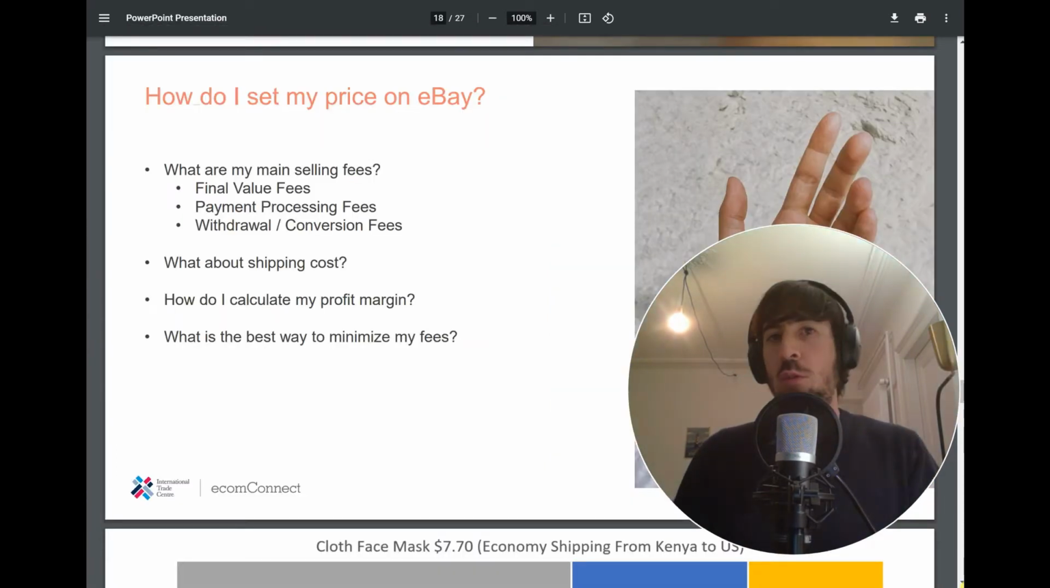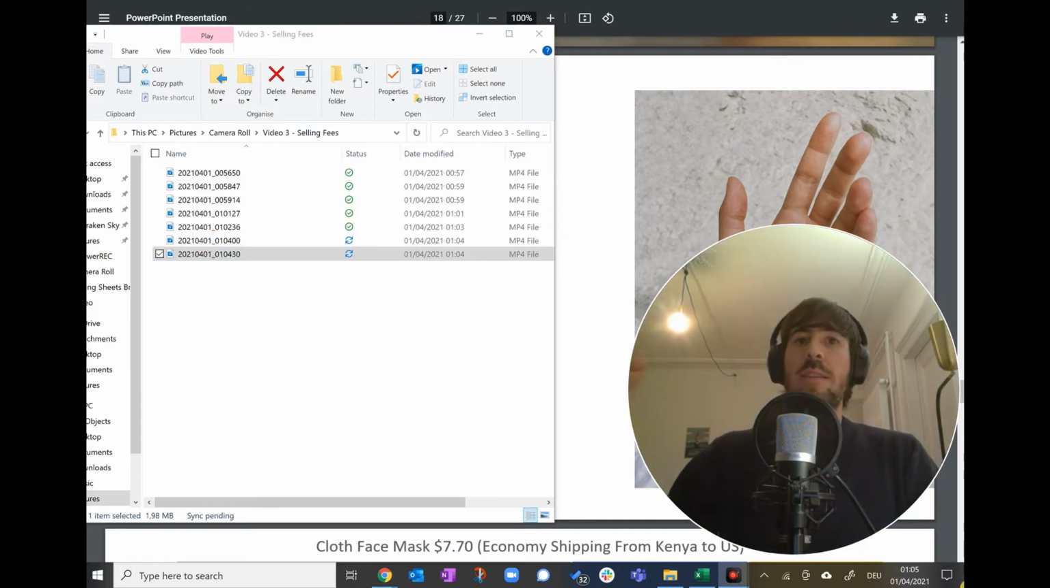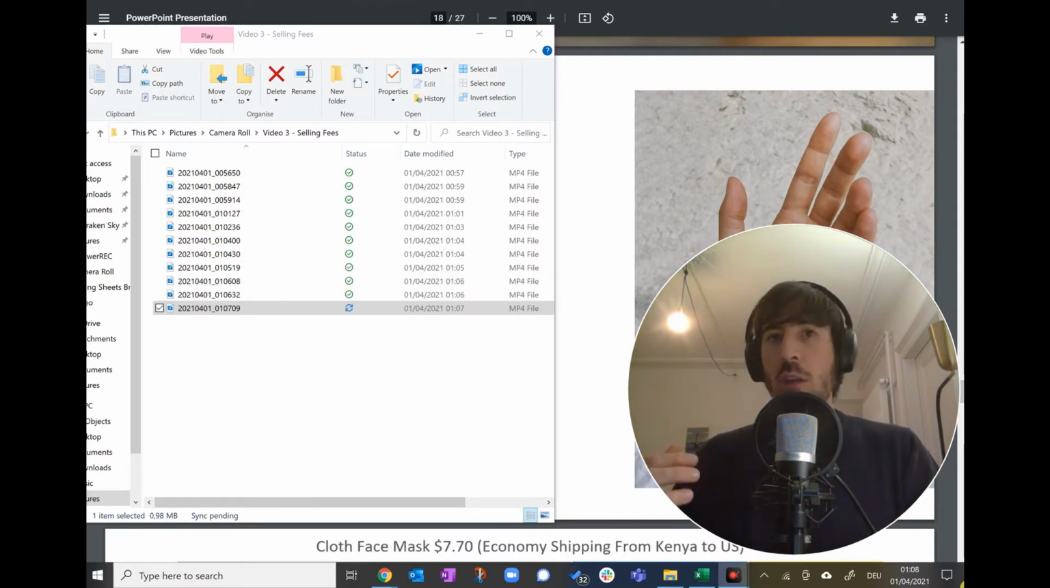So what are the fees when you sell on an online marketplace like eBay? Essentially, you're going to be confronted with 3 types of fees. The first one is the final value fee. That's the share that the marketplace takes every time you make a sale. Secondly, fees for the payment gateway. And finally, there's a fee for money withdrawal and conversion fees.